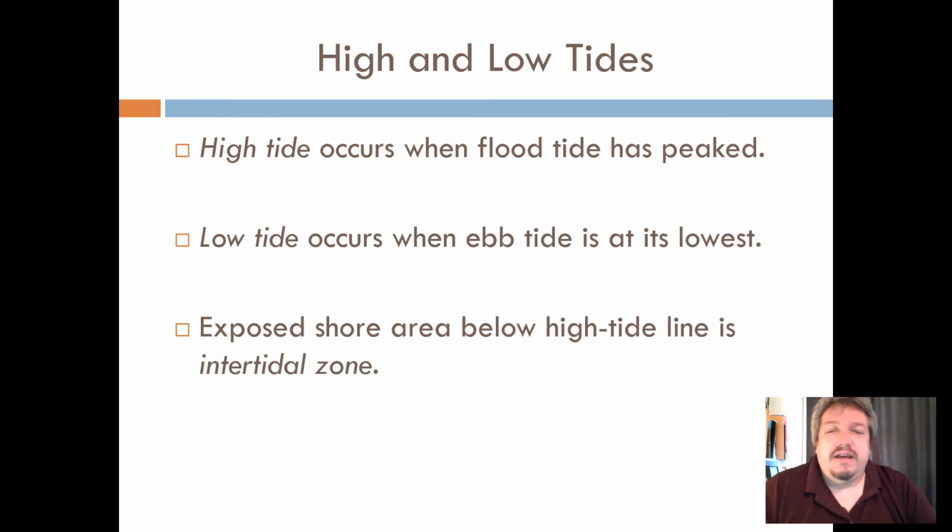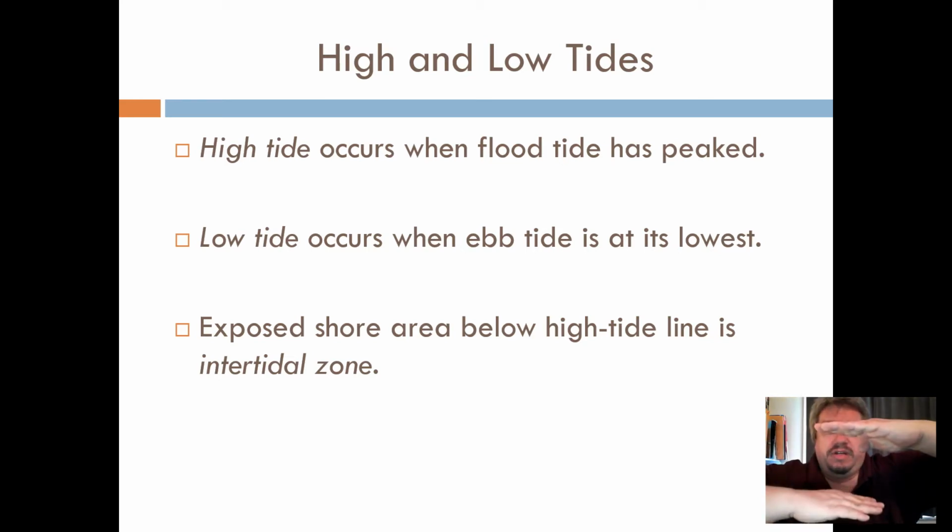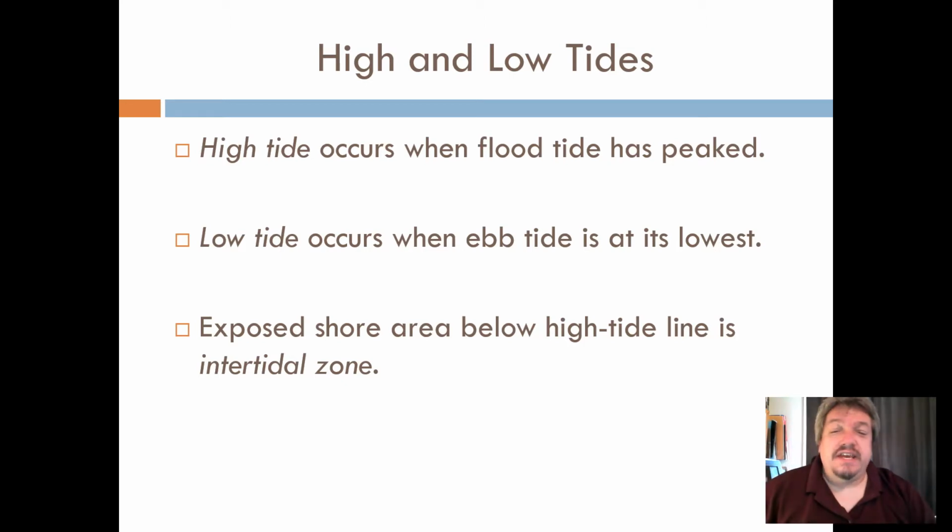But every day, high tide is how far the water comes up that day, and the peak is high tide. How low does it go every day? That lowest drop is low tide. Now, you have the difference between high tide and low tide. This is an area that is sometimes wet, sometimes dry. They call it the intertidal zone.